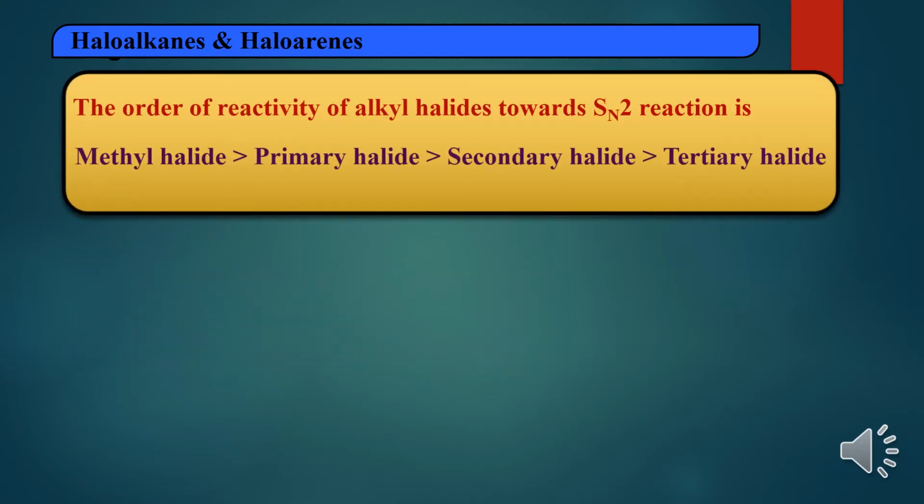The order of reactivity of alkyl halides towards the SN2 reaction: methyl halide is greater than primary, which is greater than secondary halide, which is greater than tertiary. If a nucleophile undergoes reaction with primary halides, then it is an SN2 reaction.